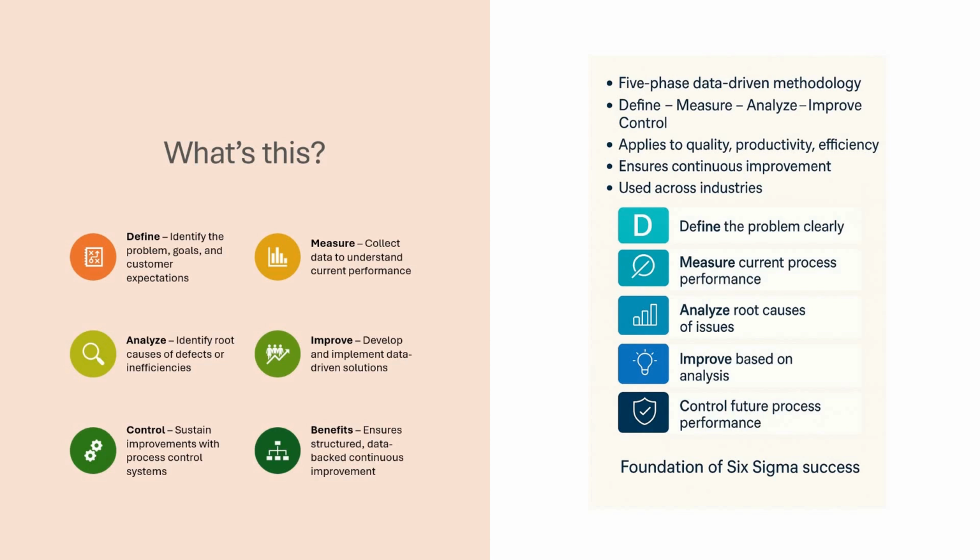DMAIC is not a one-time effort. It is repeatable, it is structured, and it is for long-term success. The clarity and the discipline of each step makes DMAIC the backbone of Six Sigma. Organizations using DMAIC see improvements in quality, efficiency, and customer satisfaction. This method is certainly very scalable and applicable across industries, making it universal for improvement.